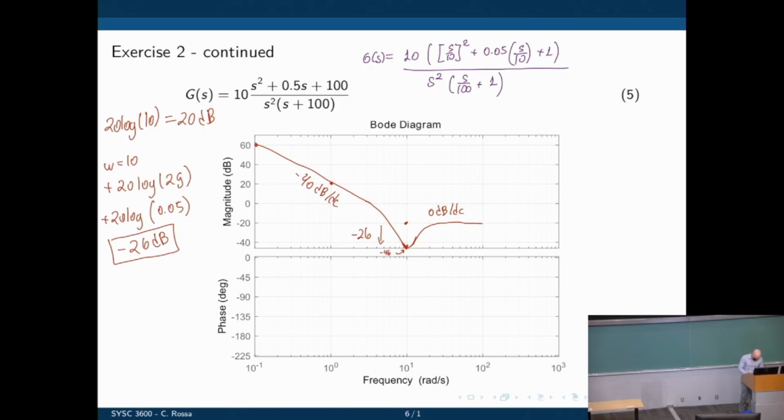We are at negative 20. Minus 20 decibels per decade, 1 decade from now, we go to negative 40. And that's it. That's the Bode plot.